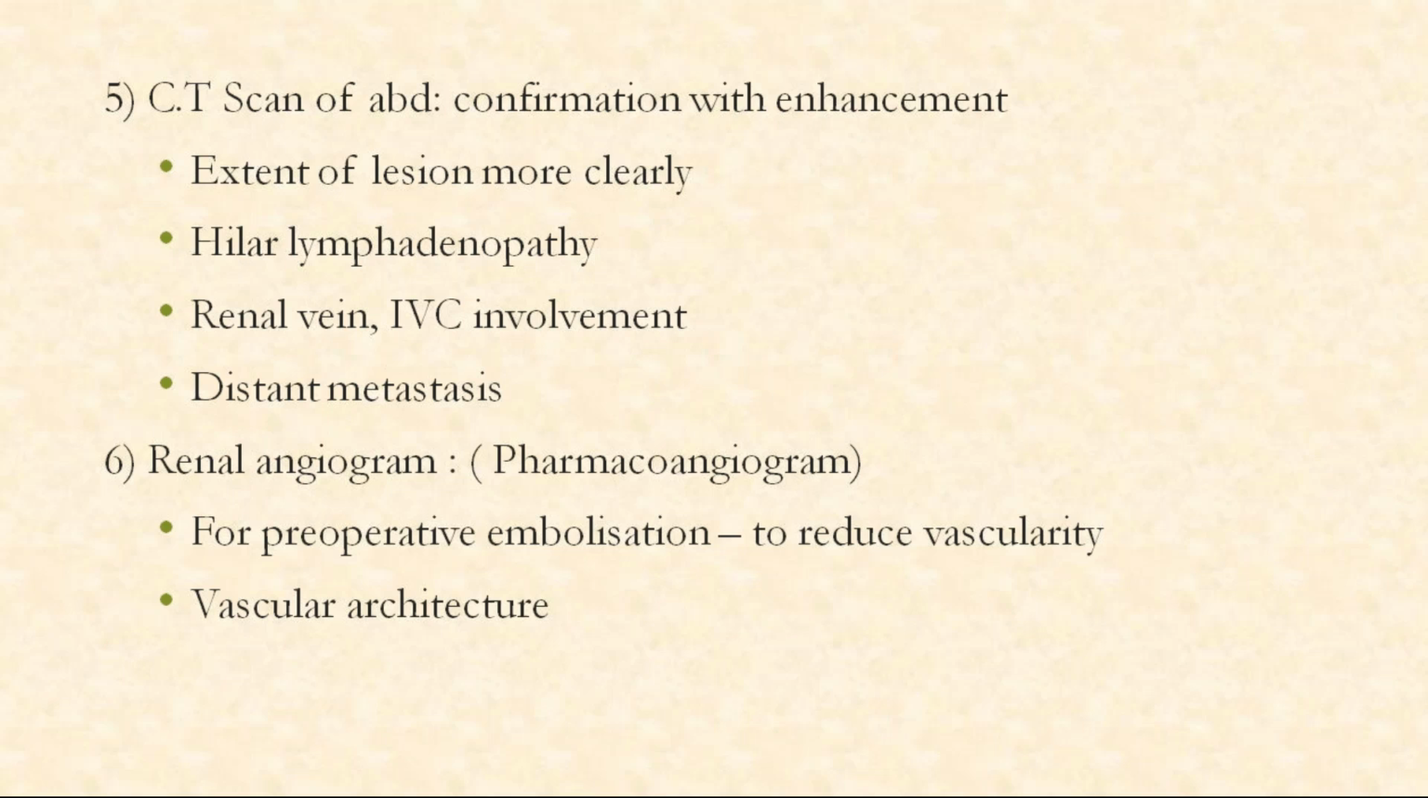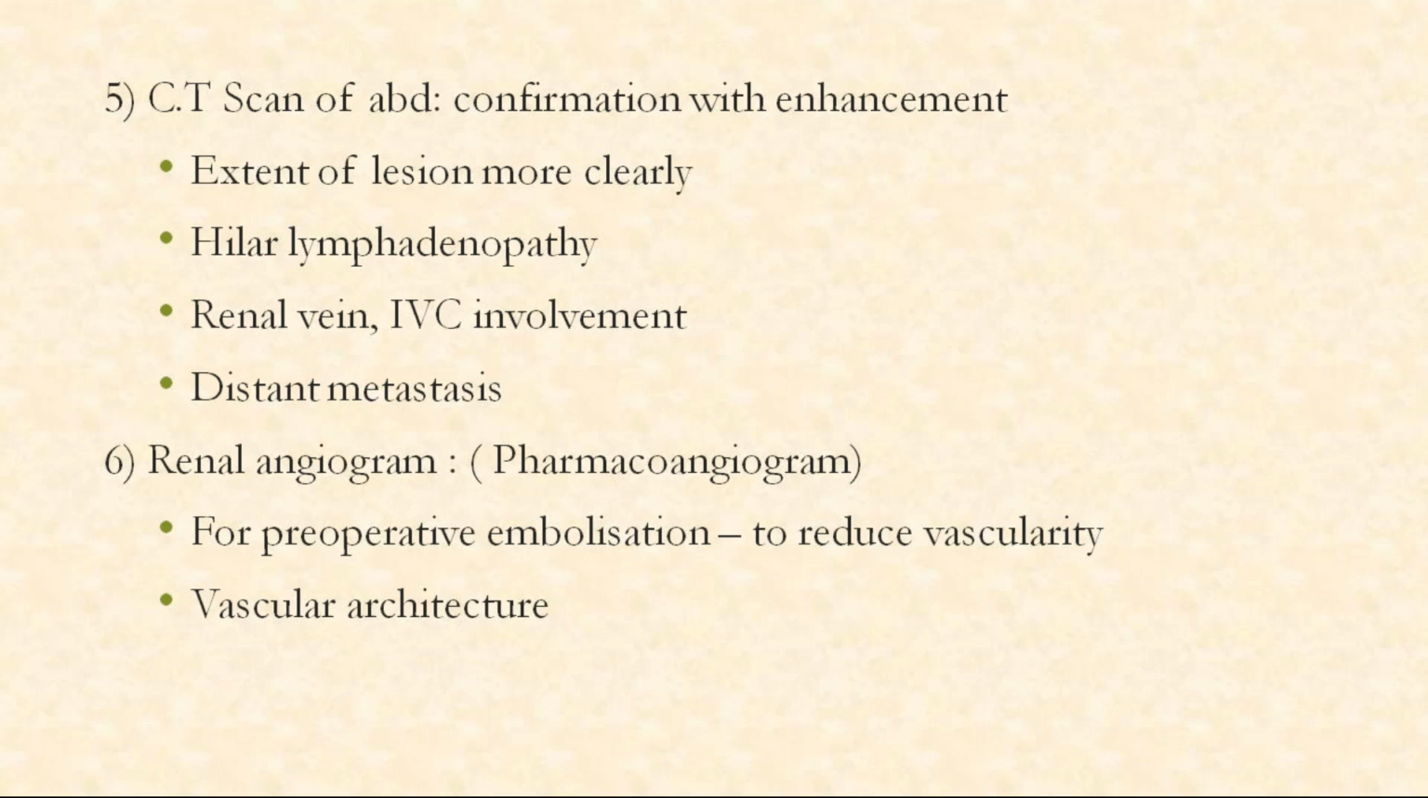Renal angiogram, pharmacoangiogram. What is the advantage of the pharmacoangiogram? It reduces the vascularity. That means we have to give adrenaline solution into the renal vein. Adrenaline normally causes vasoconstriction. The normal renal vessels are constricted, whereas in involvement of the tumor, the vessels may not be constricted. So that a blue renal mass can be seen.